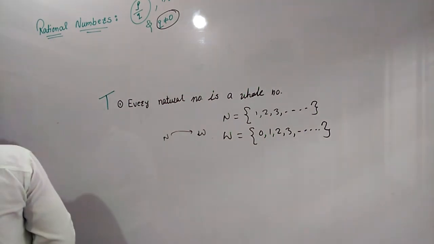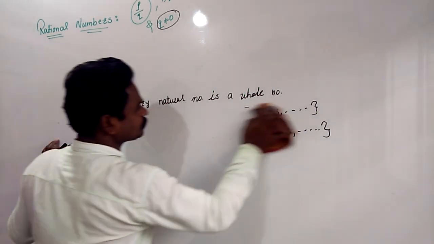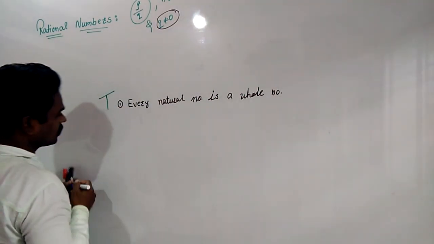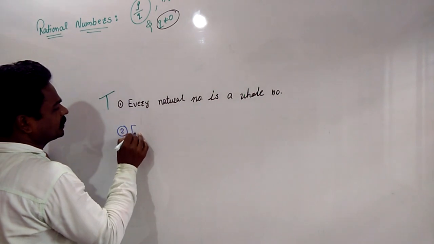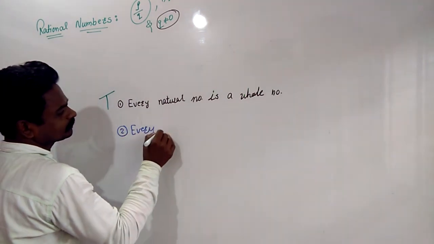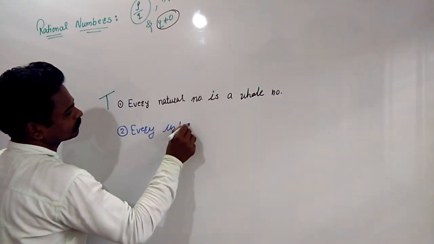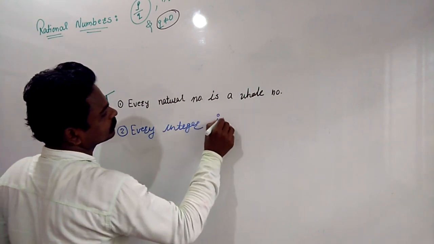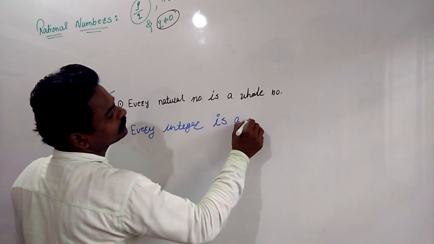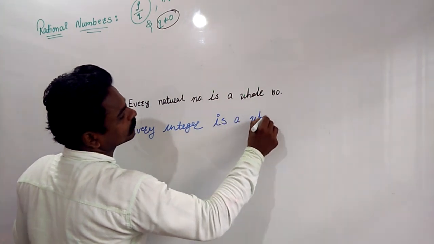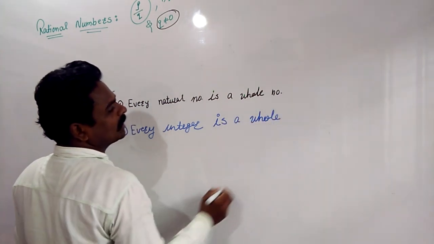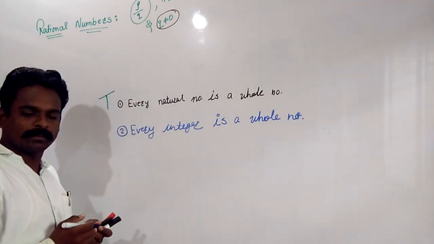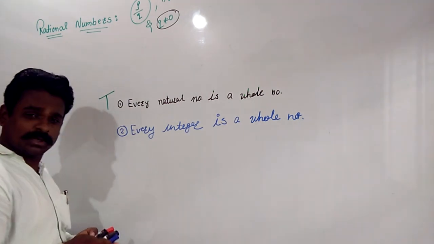The second one is that every integer is a whole number. Every integer is a whole number. Okay, no problem. Is it true or false?